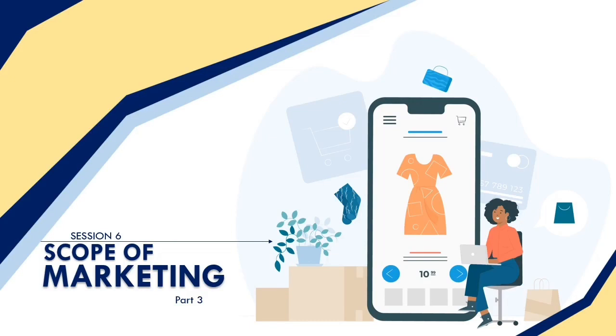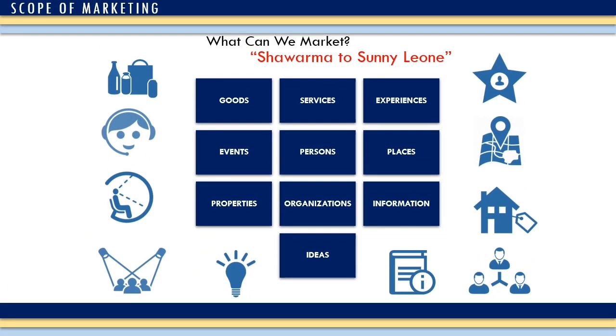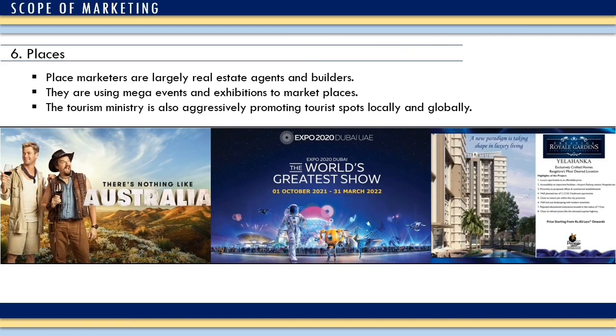In today's class, we will continue to discuss the remaining elements that constitute the scope of marketing. And the first in today's list is places. So places includes cities, towns, places of historic importance, monuments, business hubs. So all this constitutes places. And these places can also be marketed.